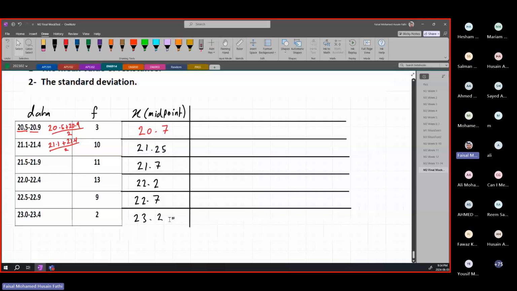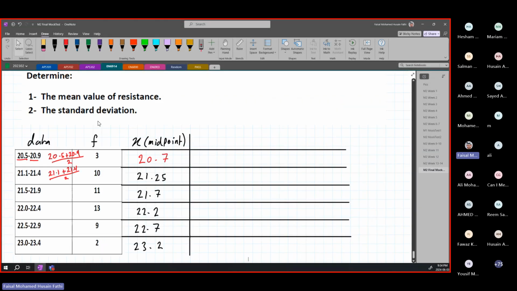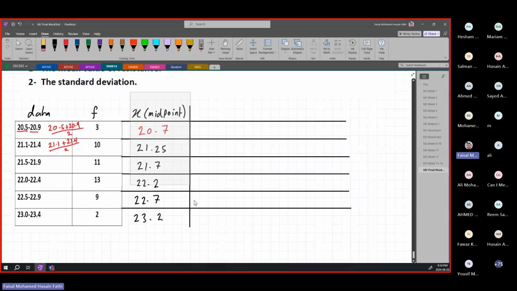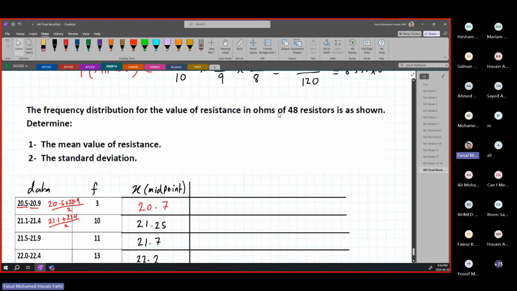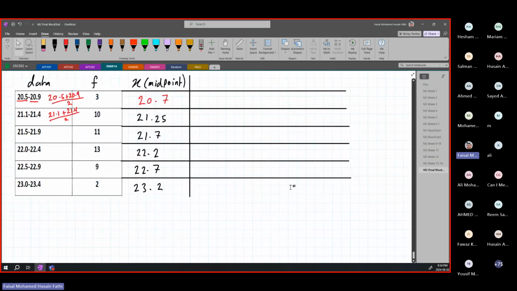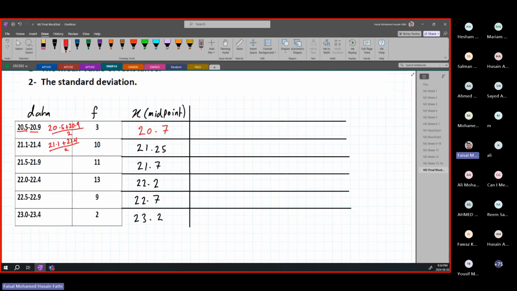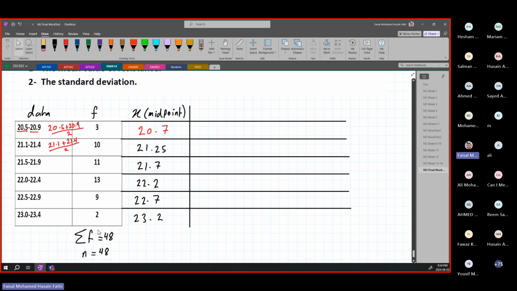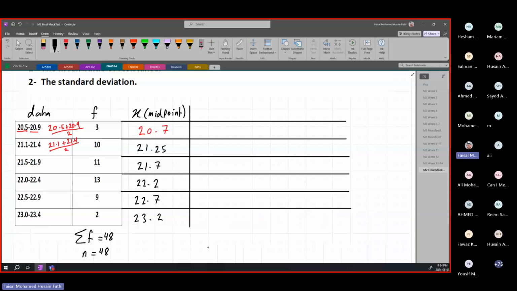Once you find your midpoint, now you can apply finding your average and standard deviation using these X values. So we don't care about the data value anymore. We have found the midpoint, and this will be our X value. So in the question, it already says we have a total of 48 resistors. What does that mean? It means our sum over here of the frequency is equal to 48 resistors, or sometimes you call this N, which is 48 resistors. All right. So a total of 48 resistors. How do we find the average?